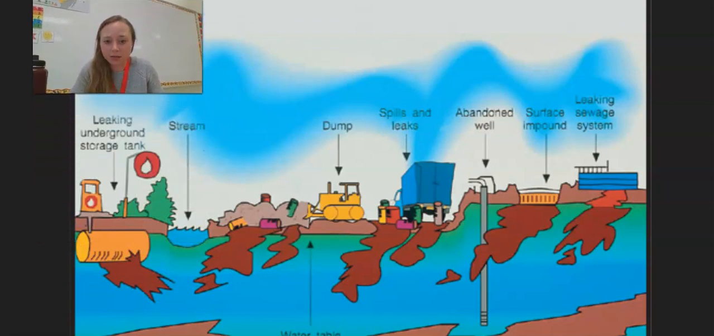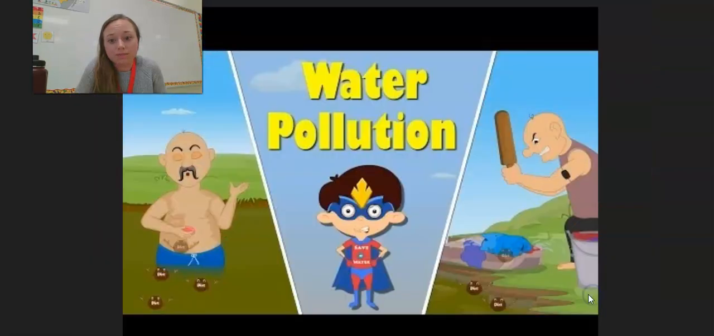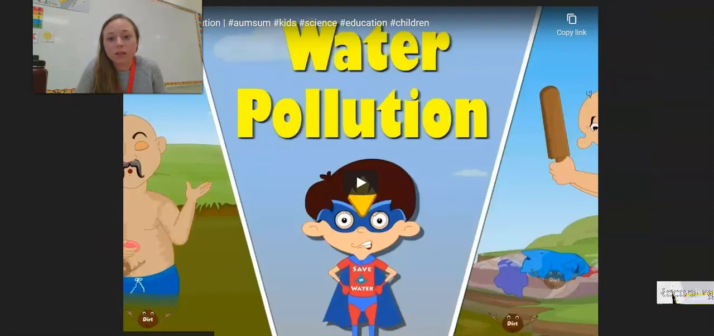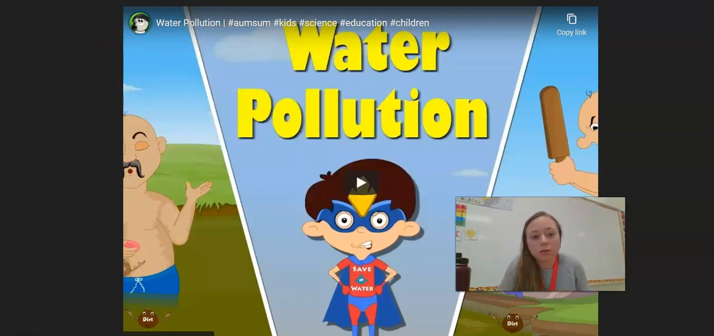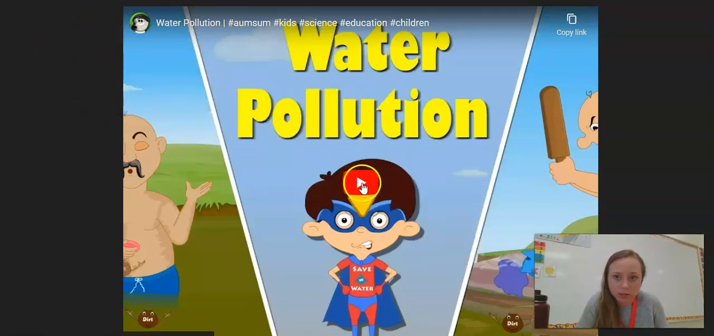Check this diagram out. You can see the water down here in the blue, the water table. And you can see how leaking of underground tanks and dumping of trash and spillage and leakage and sewage, which is where what goes down the toilet is called sewage, how all that ends up in the water system. All right, let's watch this video to break down water pollution just a bit more for us.